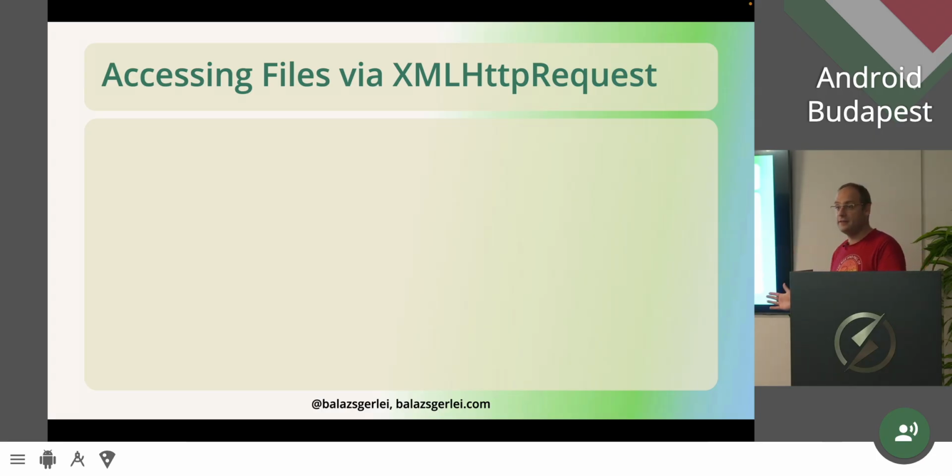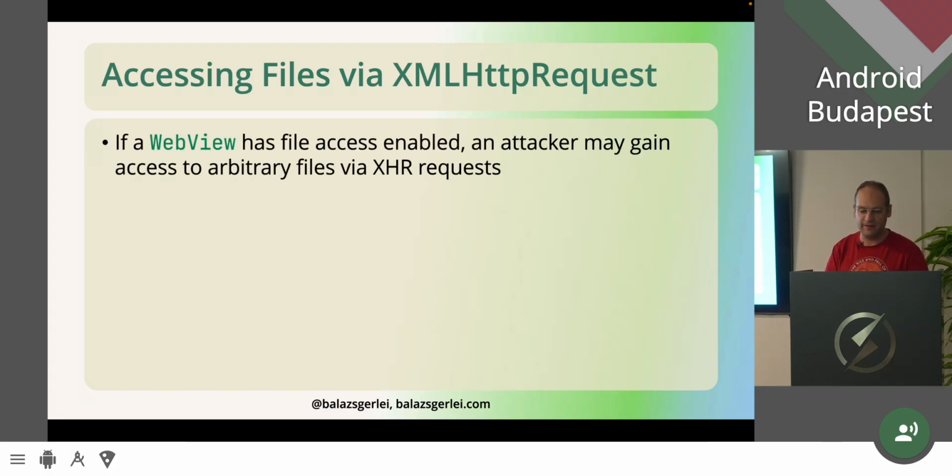I said that accessing files is enabled by default up to a certain Android version, I think 11, but I included it later. And how it can be accessed. Last year I showed you that if the user or some input coming from outside has access to the load URL call, then they can just pass a file URI to it. But with this beautiful thing called XML HTTP request, or XHR, even JavaScript is able to call into files and access files.